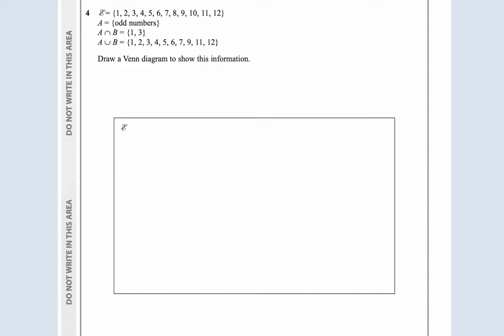Question 4. Okay, so the universal set is 1, 2, 3, 4, 5, 6, 7, 8, 9, 10, 11, 12. A is the odd numbers. A intersection B is 1 and 3, and A union B is 1, 2, 3, 4, 5, 6, 7. This is a bit sneaky, guys. That's why you gotta count them. There's no 8 and there's no 10. I'm actually gonna write that in here. No 8 and no 10.